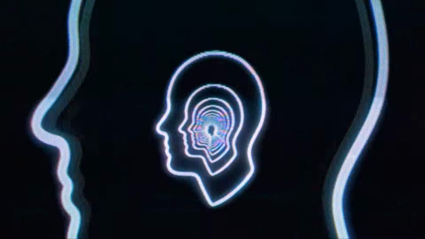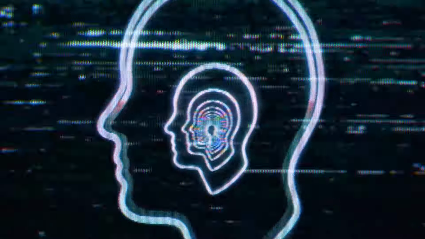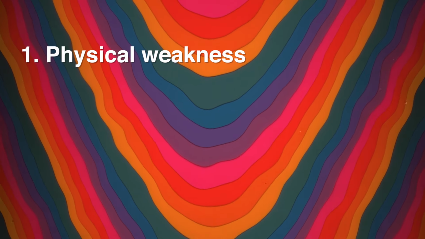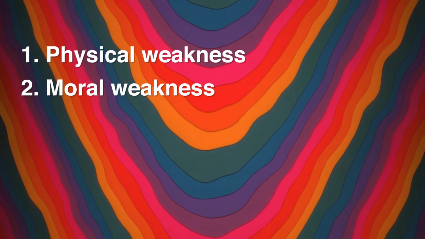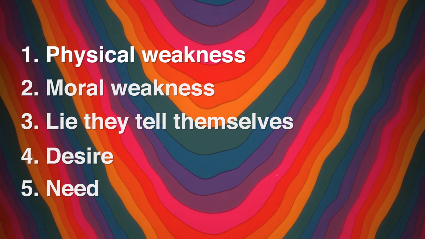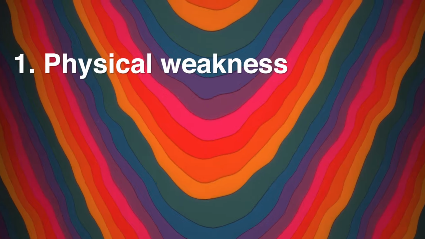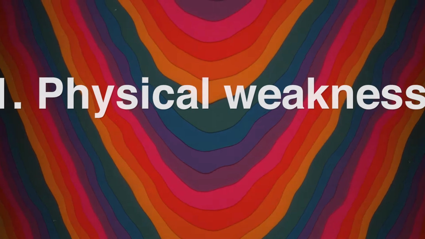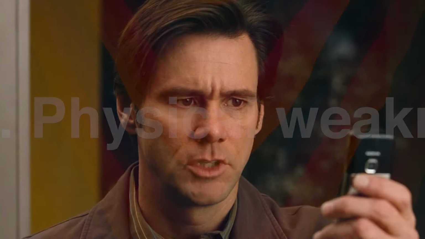To understand how to build one, we have to examine its parts and how they dynamically relate to each other. There are 5 parts to a character engine: the physical weakness, moral weakness, the lie they tell themselves, desire, and need. When I write a character, I like to give them some kind of physical weakness, not because it makes them interesting or thrilling, but because it serves as a way to express their moral weakness.